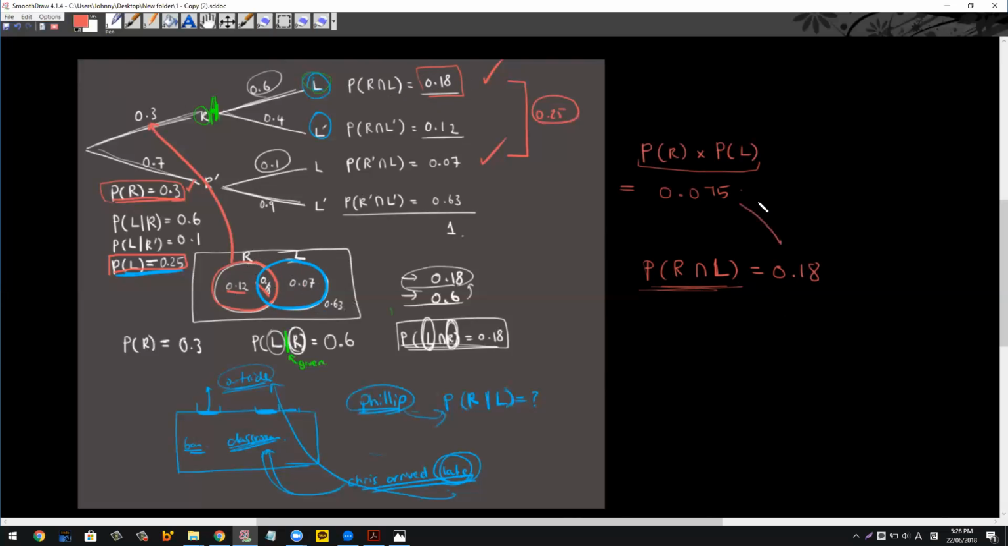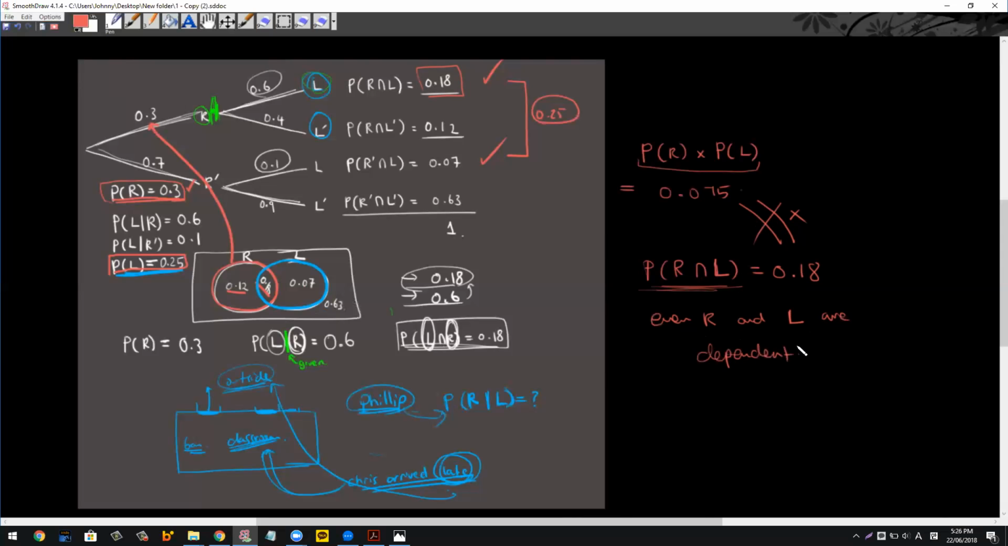Now, are these two the same? The answer is no, they're not the same, right? Therefore, are the events R and L independent or dependent? What do you think? They're not equal to each other. They are dependent.